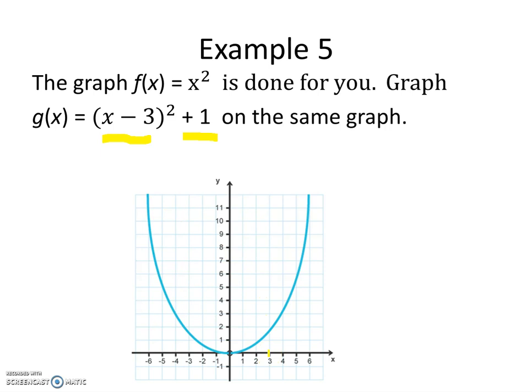And that positive 1 outside, that goes back to moving on the y-axis. So we go up 1, and there's our point, 3, 1. And from there, we draw our graph. And there's the graph of g of x.